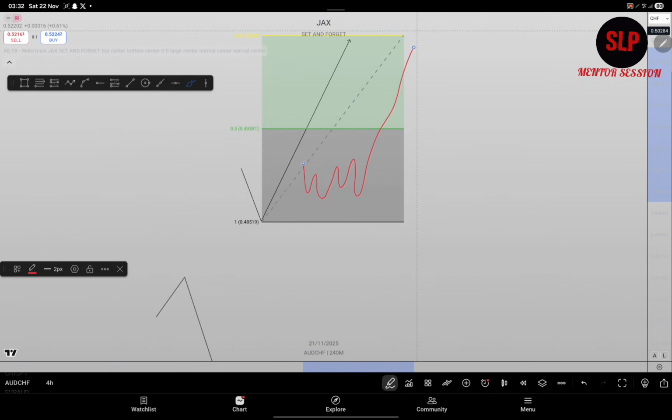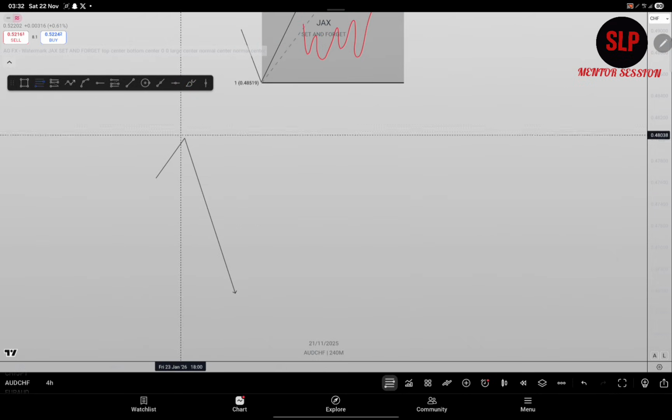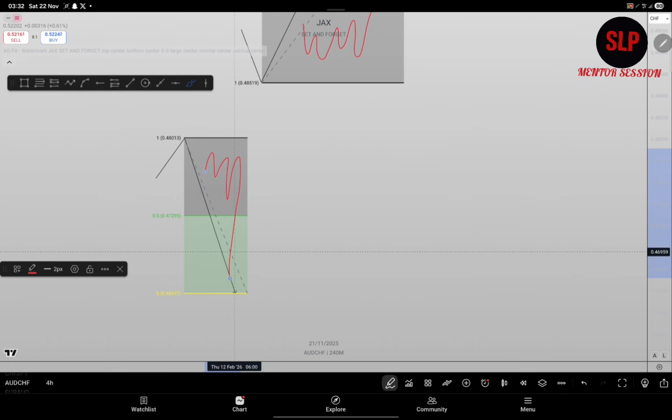This is basic stuff. You have to take QMR setups that form in the discount, and for the sells, you have to take QMR setups that form in the premium. Very, very simple and basic stuff.